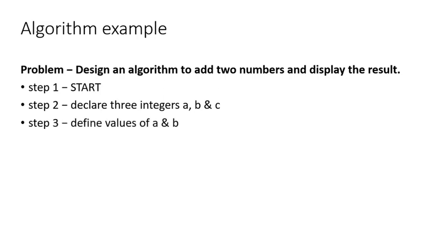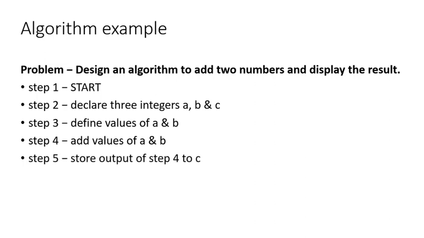Third one, define the values of a and b. So you need to give some values for a and b. Maybe a is equal to 10, b is equal to 20, anything, whatever you want to give. An algorithm is nothing but a blueprint of your problem. So whatever you want to do to solve the problem, we can write here. Step 4 is add the values of a and b. After defining the values of a and b, we need to add them both.